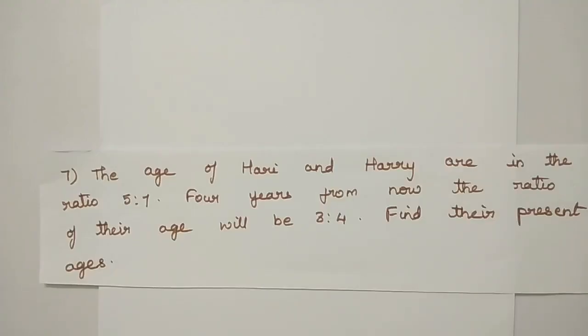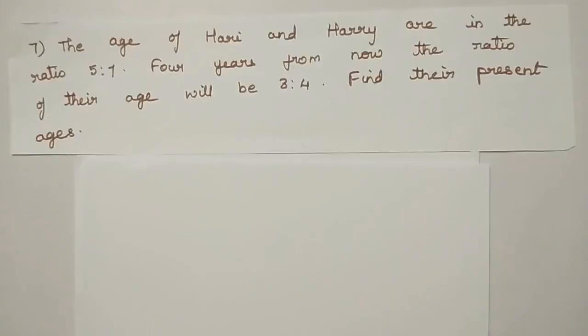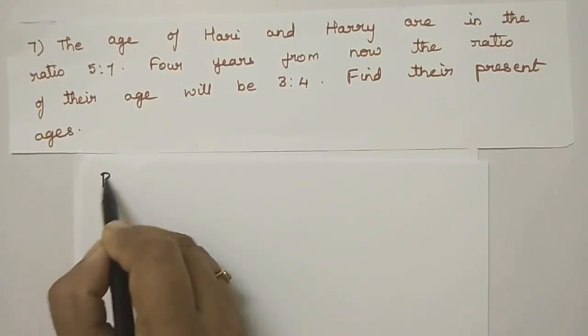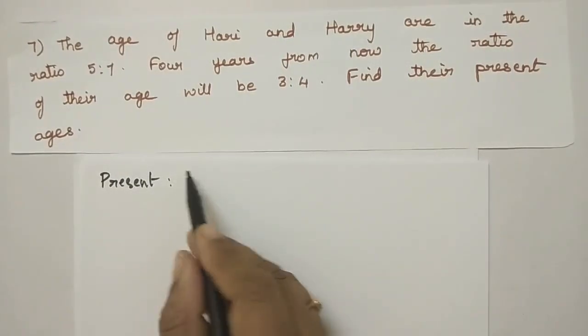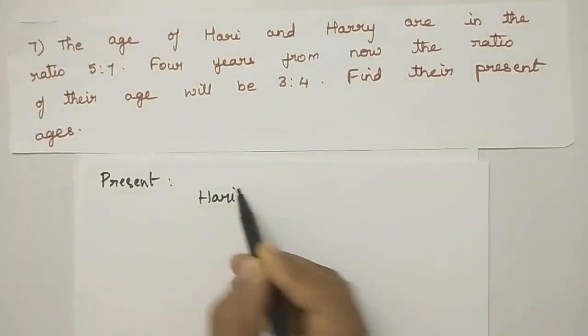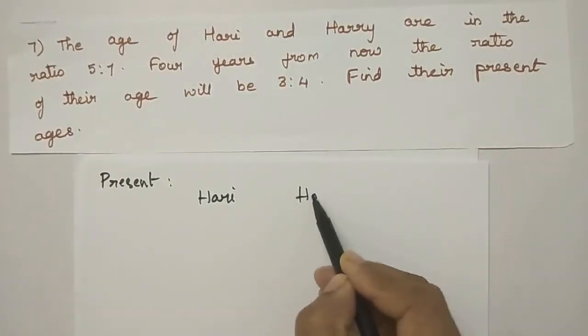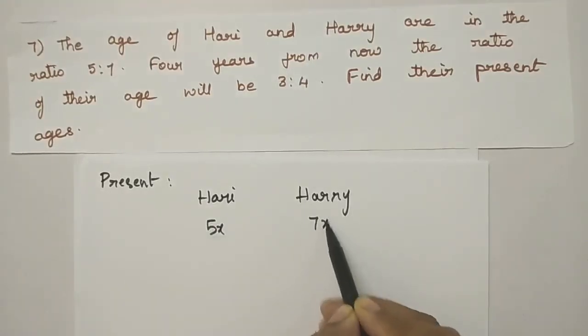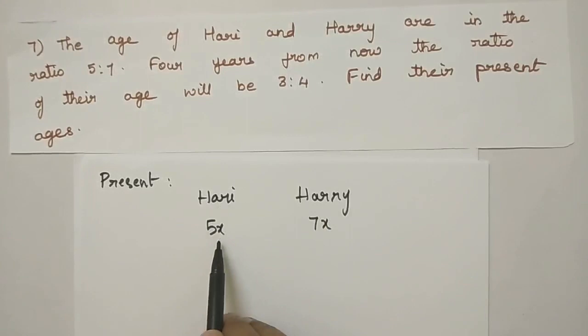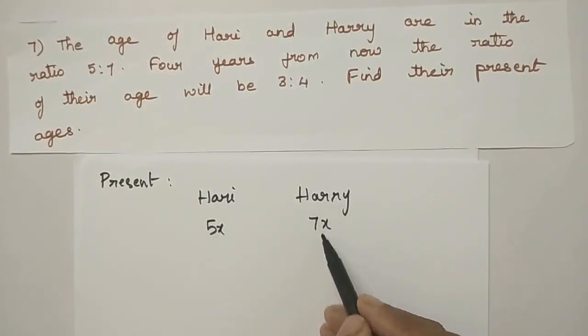The ages of Hari and Harry are in the ratio 5:7. 4 years from now, the ratio of their ages will be 3:4. Find their present ages. So here they asked to find their present ages. Let us take the age as x. So presently, if we take the age as x, Hari and Harry are in the ratio 5:7, which means this is 5x and here it is 7x, is it not? Hari's age is 5x and Harry's age is 7x.